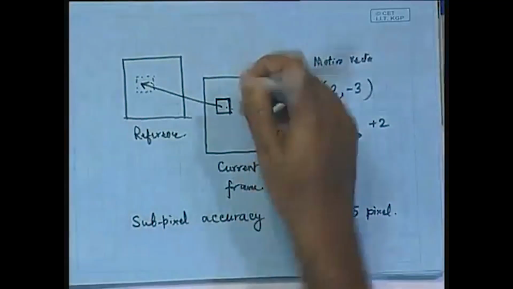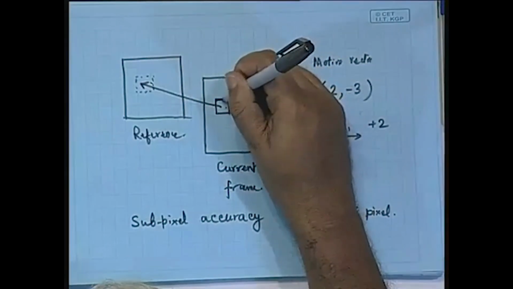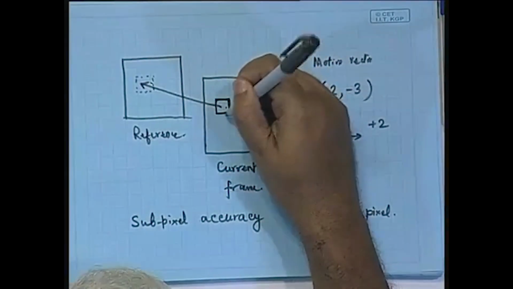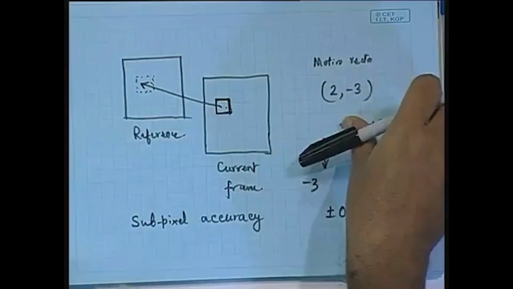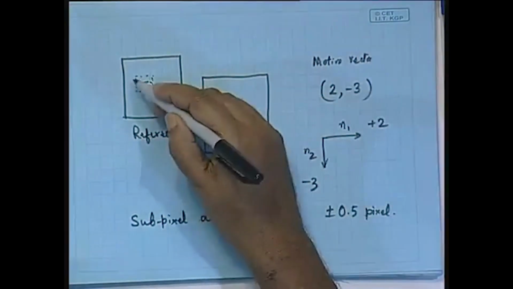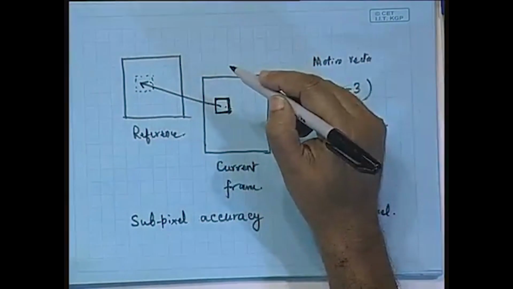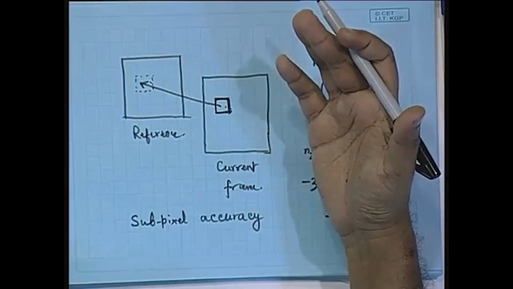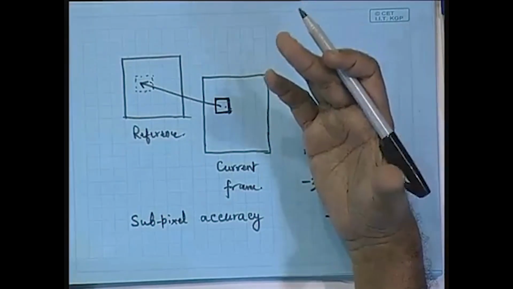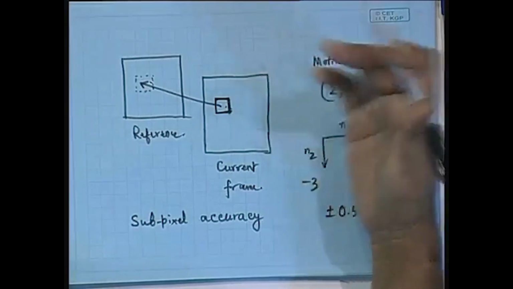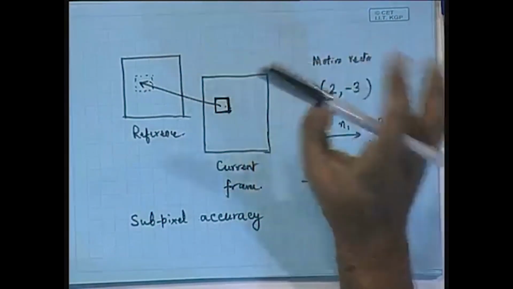Now, if we increase the resolution and at the increased resolution we search for the block in the current frame with the increased resolution block in the reference frame, in that case, the displacement that I will get is in pixel unit, but in the enhanced space.